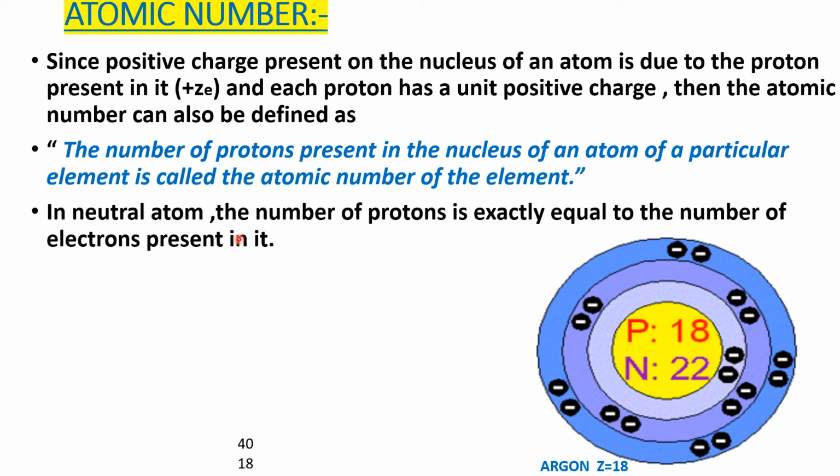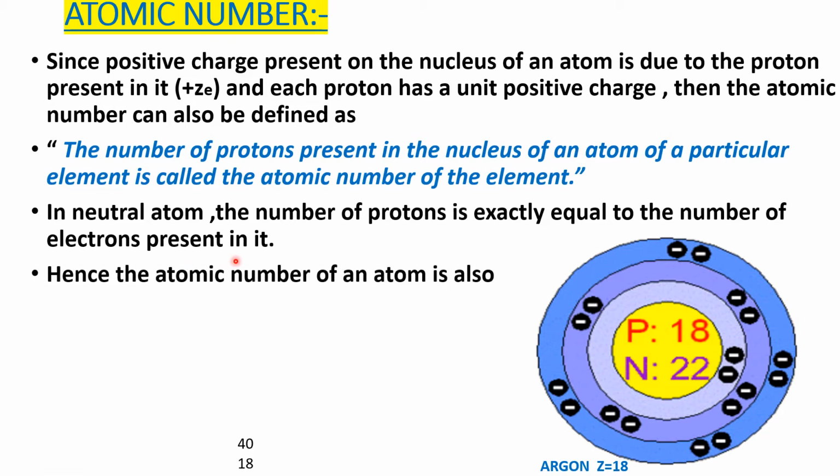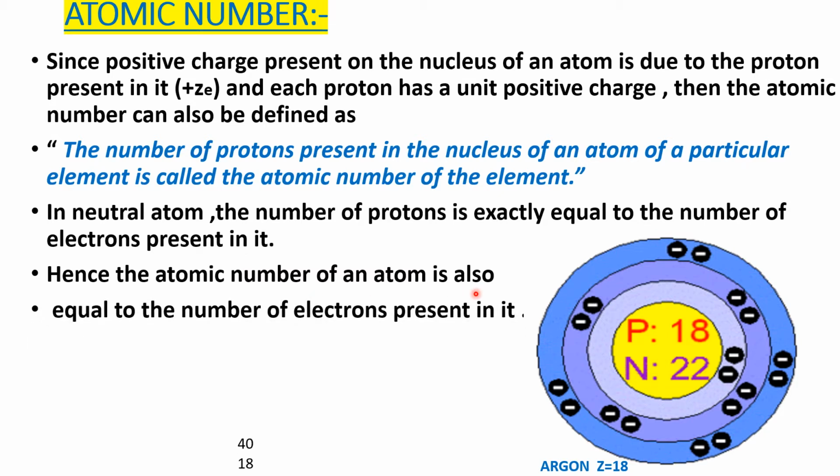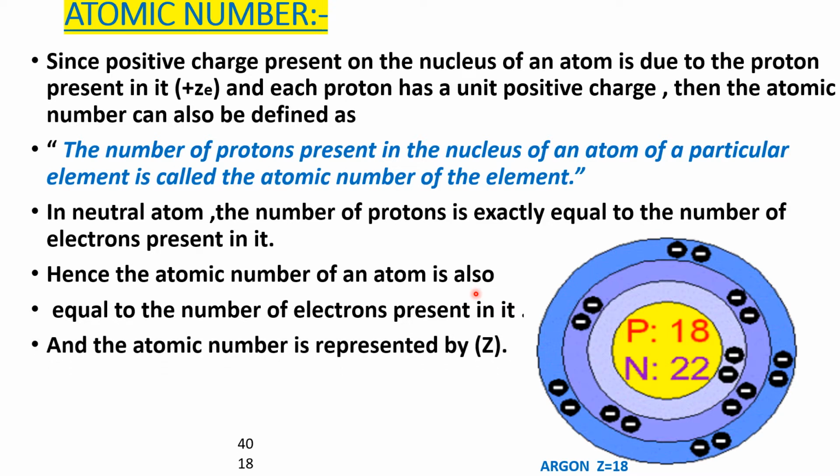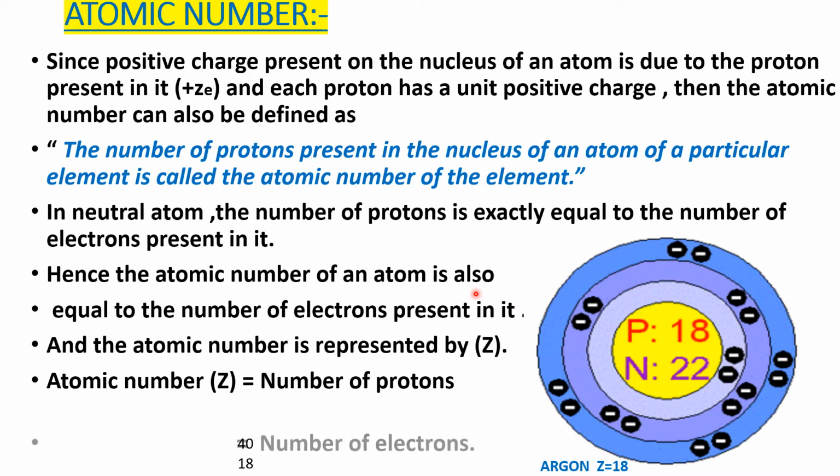In a neutral atom, the number of protons is exactly equal to the number of electrons in it. Hence, the atomic number of an atom is also equal to the number of electrons present in it, and the atomic number is represented by the symbol Z. Hence the atomic number Z is equal to the number of protons, which is equal to the total number of electrons.